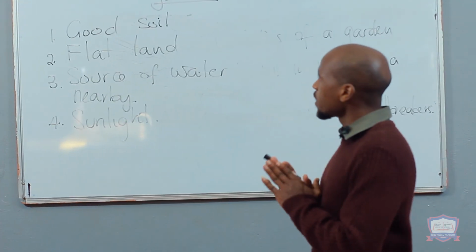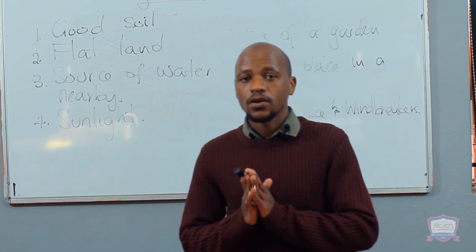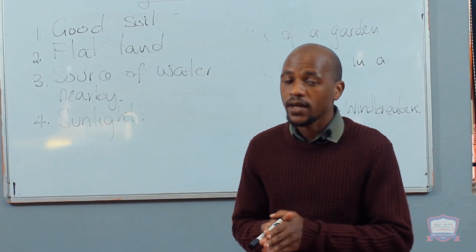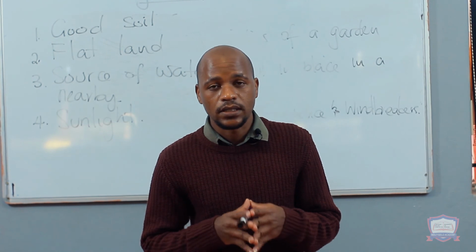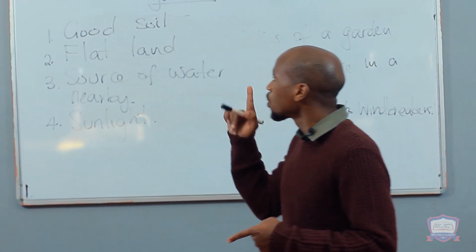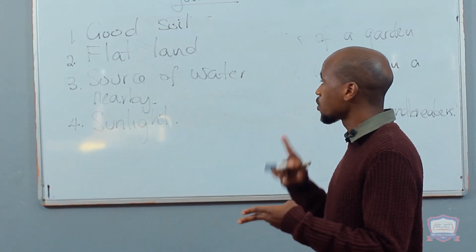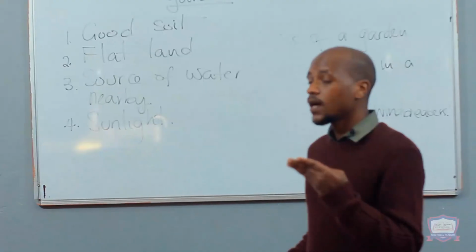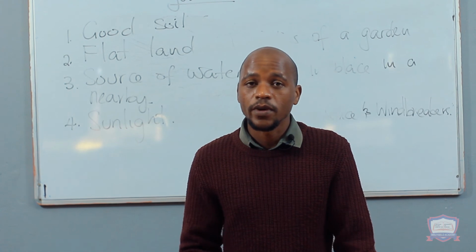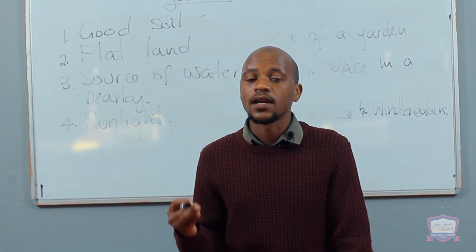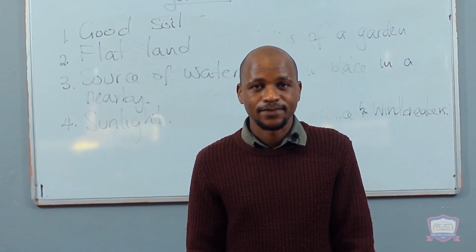So basically that is all that must be considered when we want to make a vegetable garden site. We need to look at good soil, flat land, source of water nearby, sunlight, as well as you need to make sure that your garden is fenced and there are windbreakers.